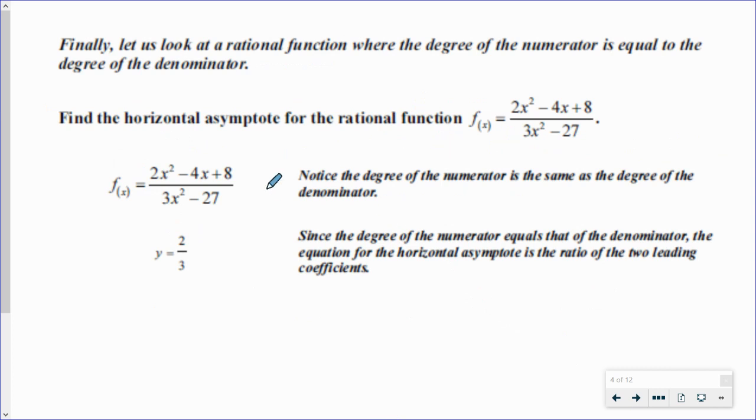Finally, if we're finding the horizontal asymptote for a rational function, in this case, the degree of the numerator and the degree of the denominator are the same. So we know that we're going to have an expression for y. We're going to have a constant, not y equals 0, for our horizontal asymptote. Okay, and the reason again is because we're finding the limit.